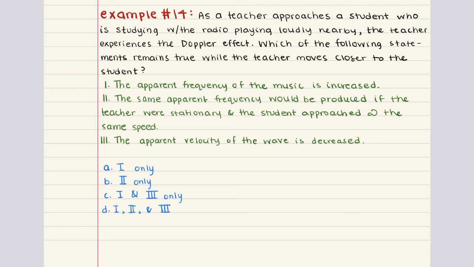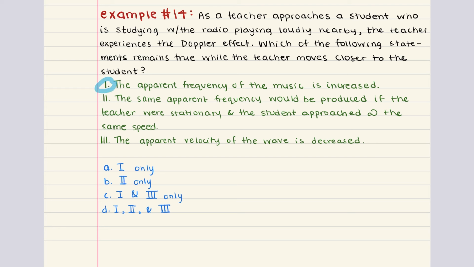To solve this problem, we need to understand the Doppler effect. And the Doppler effect states that the frequency of a wave, such as sound, changes for an observer moving relative to the source of the wave. When the observer moves closer to the source, the frequency appears higher, and when the observer moves away, the frequency appears lower. Let's keep that in mind as we read statements 1, 2, and 3.